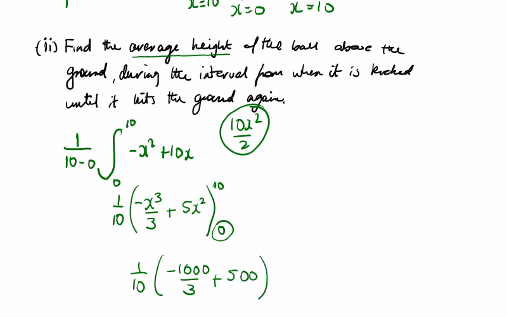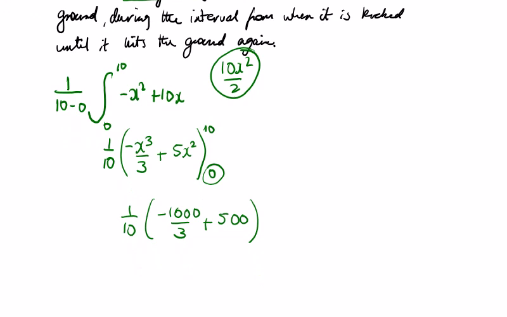So that's going to give me, well, I'll separate them both, 10 into 1000, that's a minus 100 over 3, so minus 33 and a third, plus 50, and that's going to give me 16 and a third meters. That's the average height of this ball.